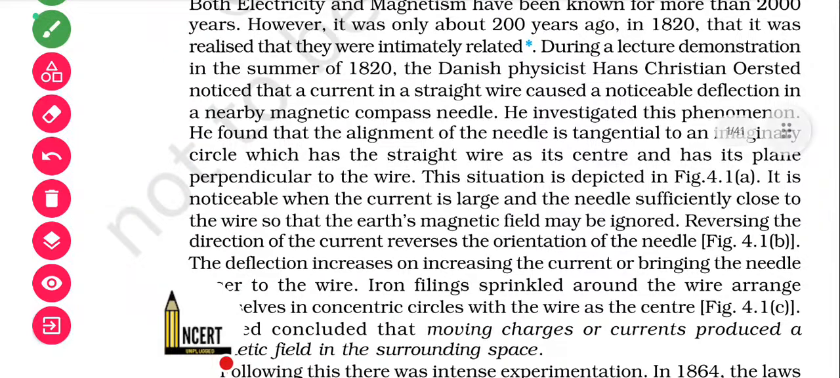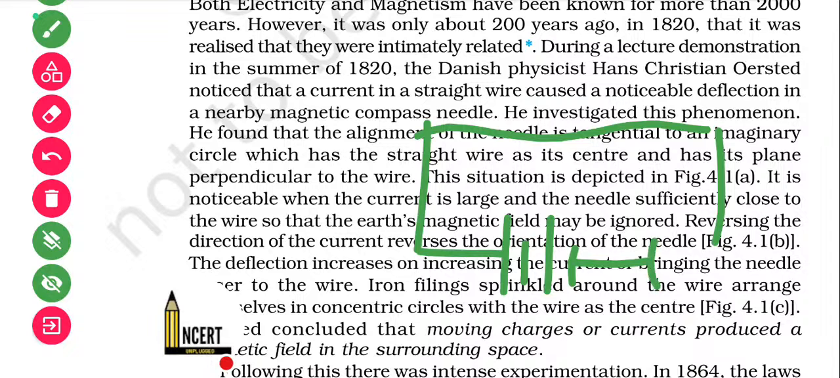So when Oersted was doing an experiment with a straight wire, a conductor which was carrying current, he must have connected it to some battery or other source. Accidentally he placed a magnetic compass near it. When he switched on the current, he noticed that there was a deflection in this compass. Now he questioned what caused this magnetic compass to move.